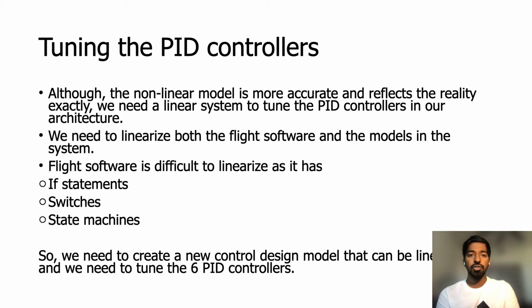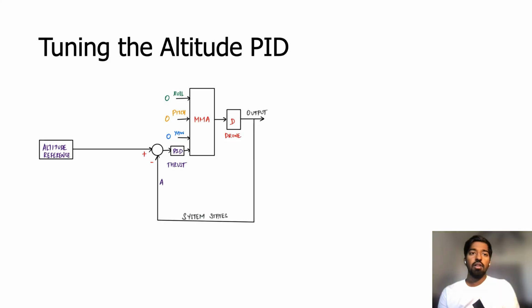So we need to create a new control design model that can be easily linearizable, and we need to tune all the 6 PID controllers for that. Here first we are going to tune the altitude PID, so we can adjust the altitude without affecting the roll, pitch, and yaw. We need to linearize the altitude loop and adjust the gains so that we can get the desired performance.